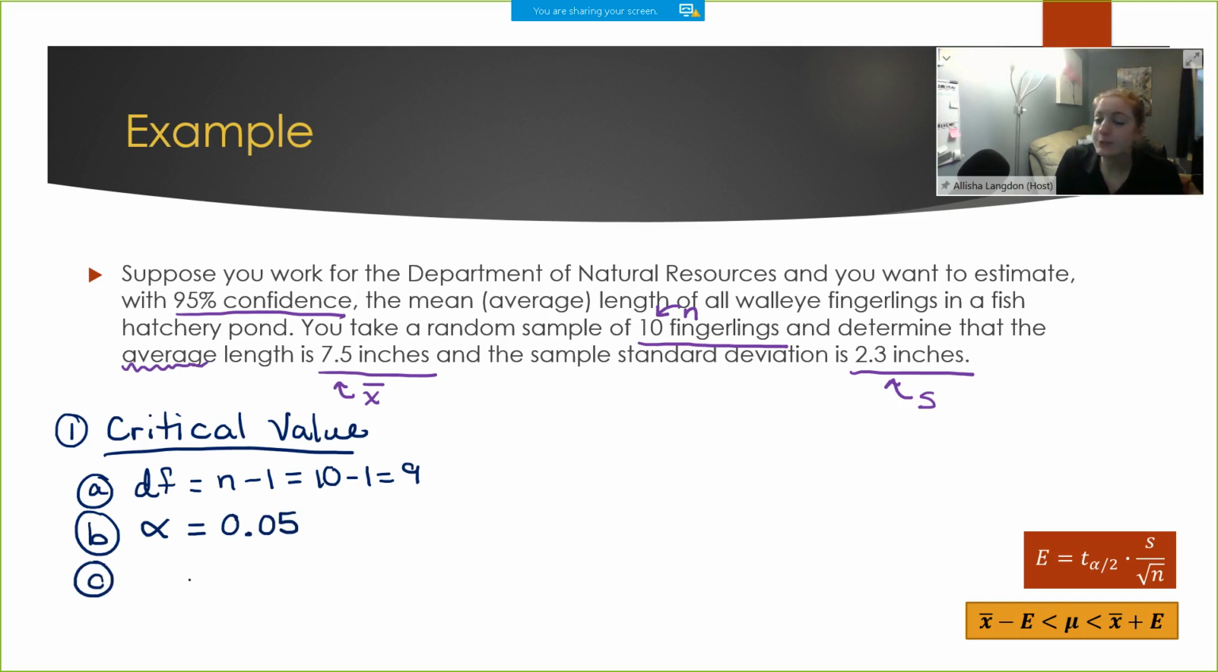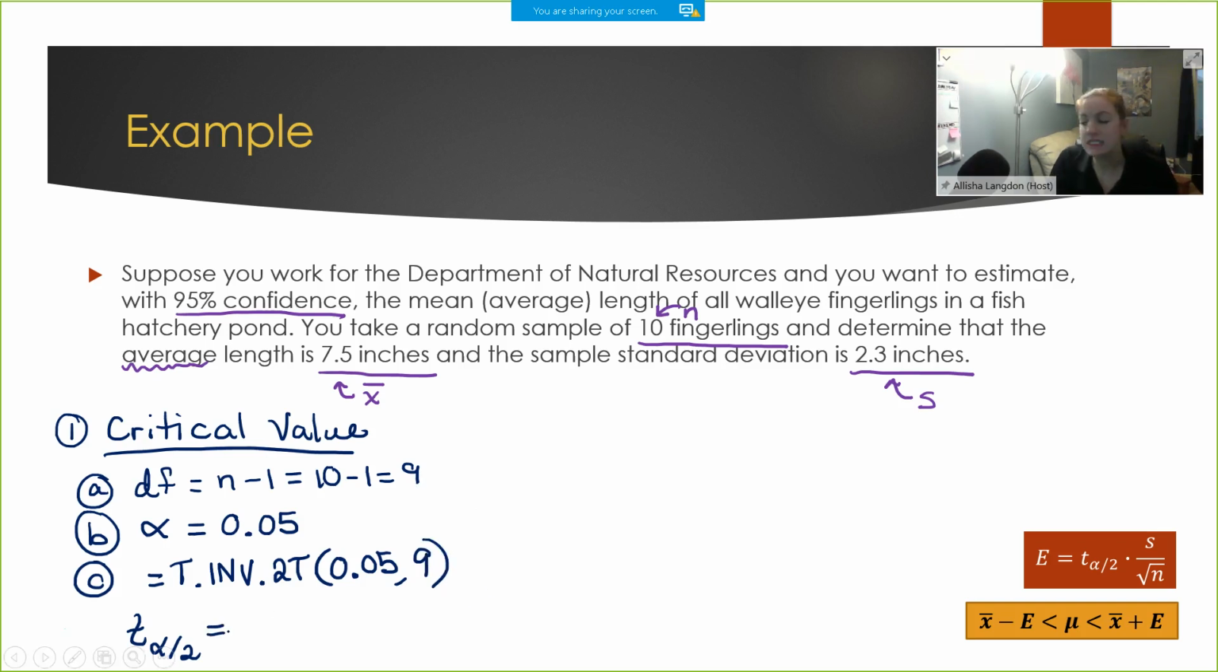Then last but not least, we need to take these values and plug them into Excel. So our T of alpha over 2 is going to be calculated by typing in Excel T.INV.2T. And inside you need to do your alpha first, 0.05, and then comma your degrees of freedom. So we need to figure out what is our T of alpha over 2.